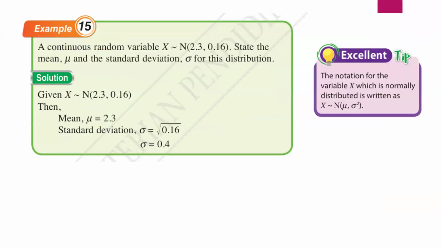Okay, look at the next question. A continuous random variable x, where this is the mean and this is the variance. Find the mean: the mean is 2.3. Find the standard deviation, but this is the variance. The variance is equal to 0.16, so the standard deviation is 0.4.